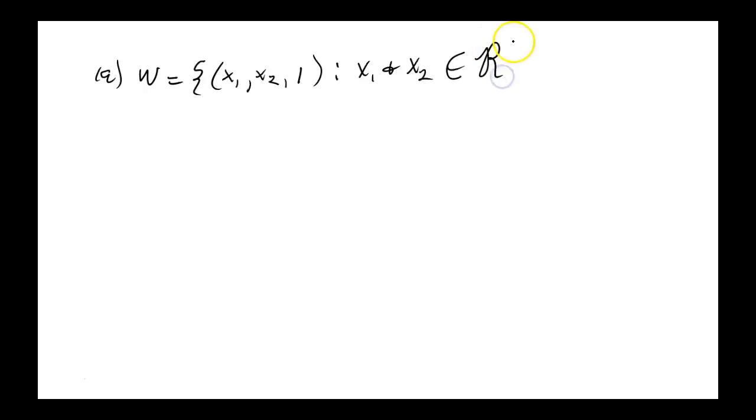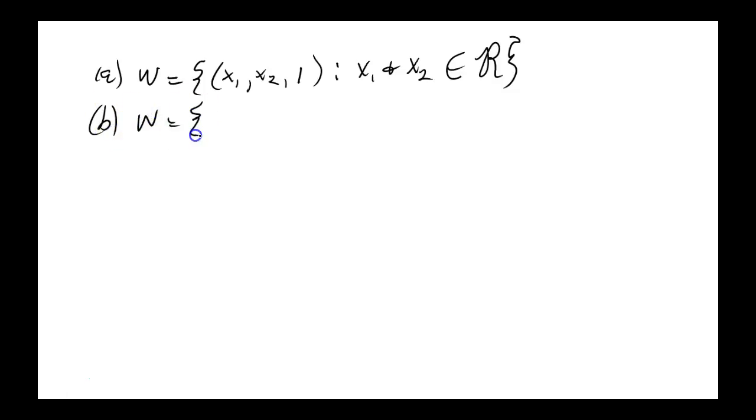Okay, here's the A one. W is equal to the set of all ordered triplets x1, x2, 1, where x1 and x2 are real numbers. I think you might already know the answer, but maybe not. That's the shorthand.